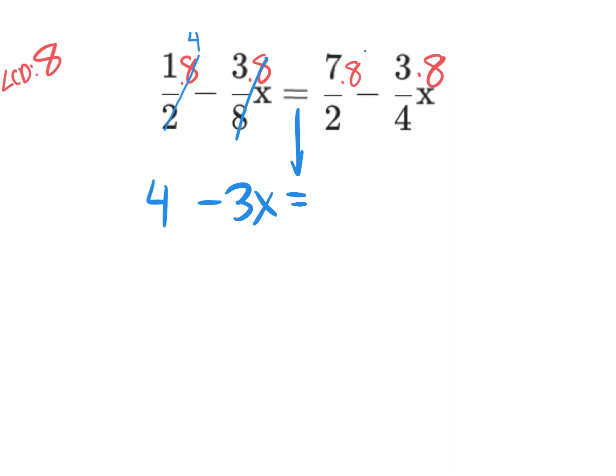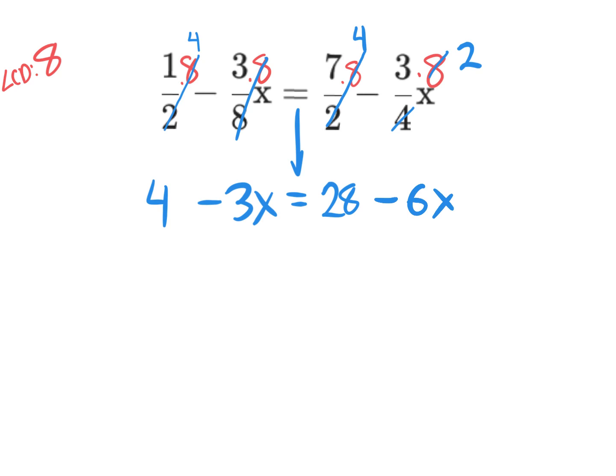Over here, 8 divided by 2 is 4, and of course 7 times 4 is 28. And last but not least, 8 divided by 4 is 2, and of course 2 times negative 3x is negative 6x, or a minus 6x. So this is our new simplified equation without fractions.